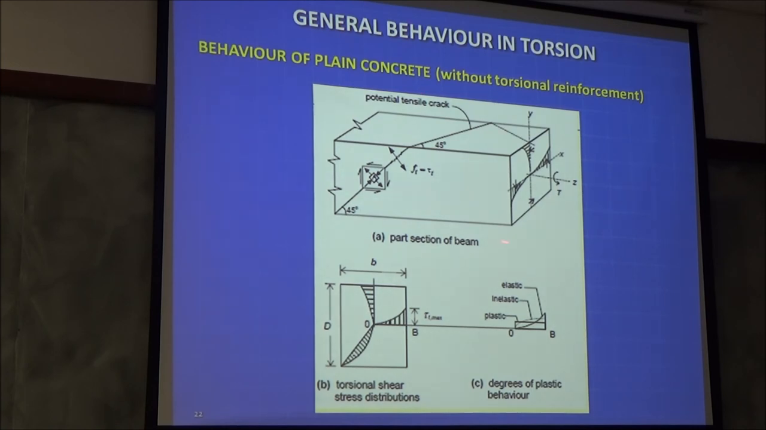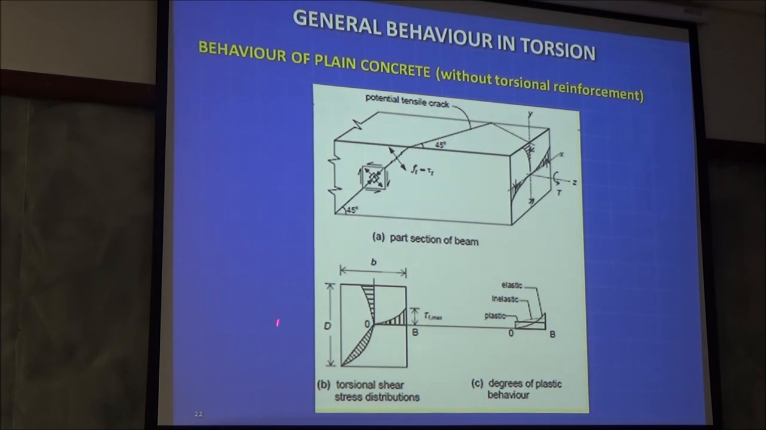So if I take concrete now and subject it to pure torsion, the distribution of shear stresses theoretically will be like this. My maximum will be at the middle of the longest side, okay? Then it will be slightly less, and at the corner it will be zero. So this diagram you should remember. And it's not a linear variation, it's a non-linear variation. Is it clear? For circular, you know it's going to be linear. For a rectangular section, this is typically how it will be.